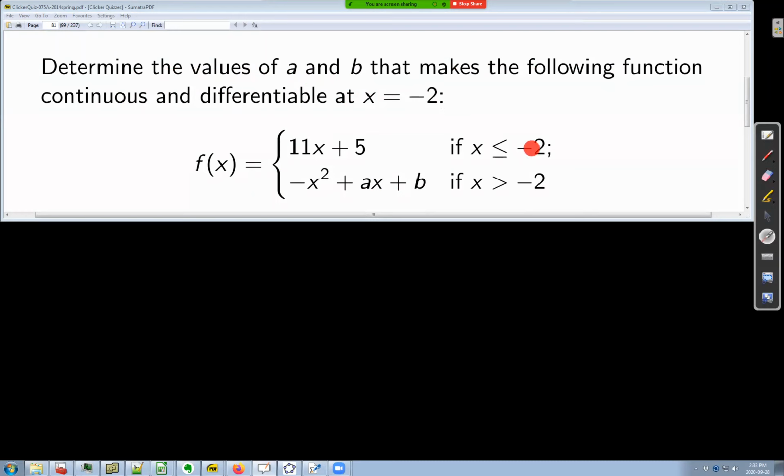So, okay, we see that at -2, that's where the piecewise defined function splits, and so that's probably where crazy things are going to happen. We need to find specific values for a and b so that when you put them in here, this function will be both continuous and differentiable. So what the heck is going on with that question?